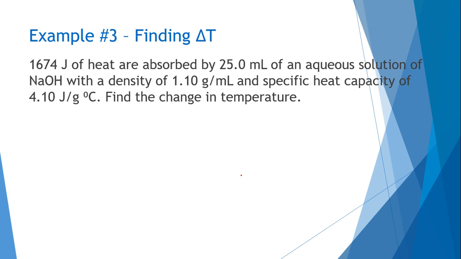Finding example number 3, finding the change in temperature. It says 1,674 joules of heat are absorbed by 25 milliliters of an aqueous solution of NaOH with a density of 1.10 grams per milliliter and the specific heat capacity of 4.1 joules per gram degree Celsius. Find the change in temperature.